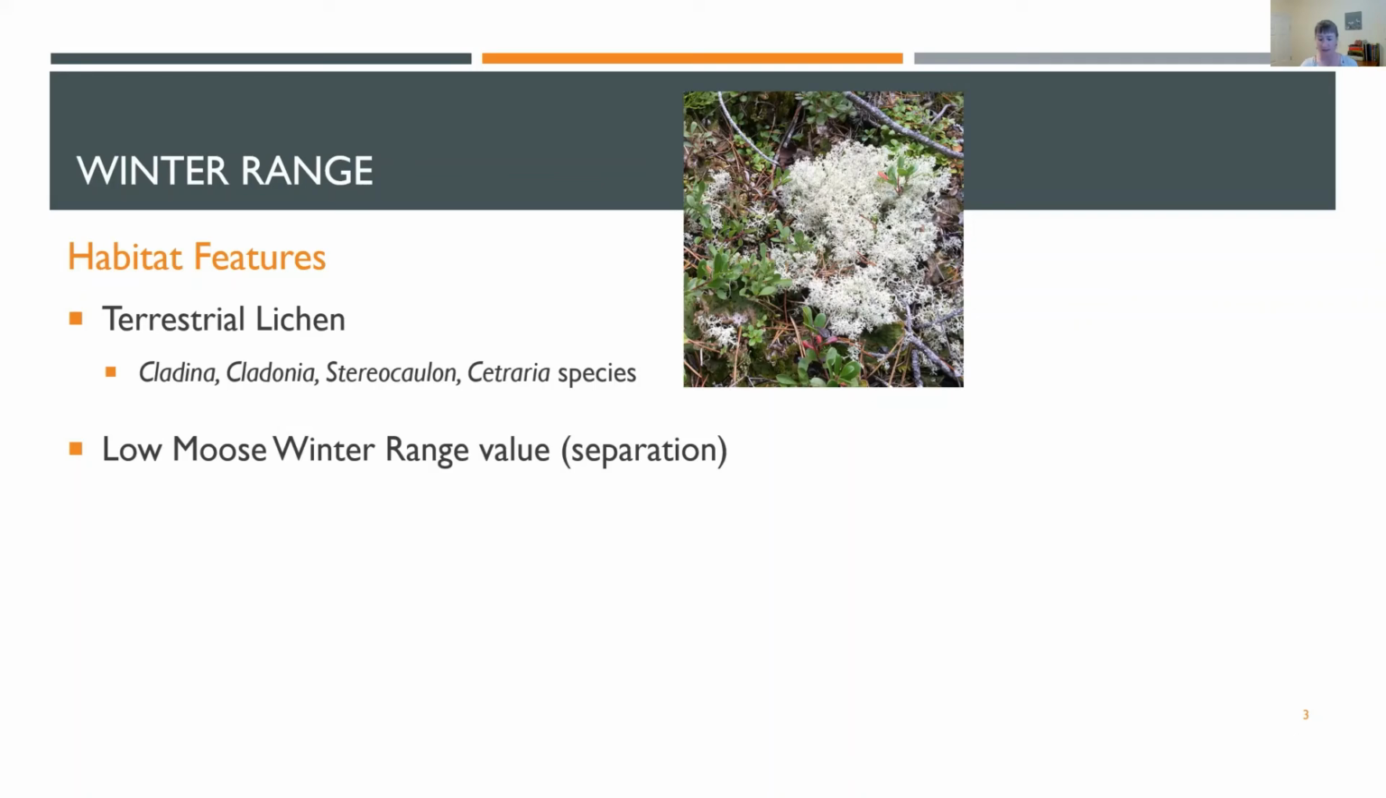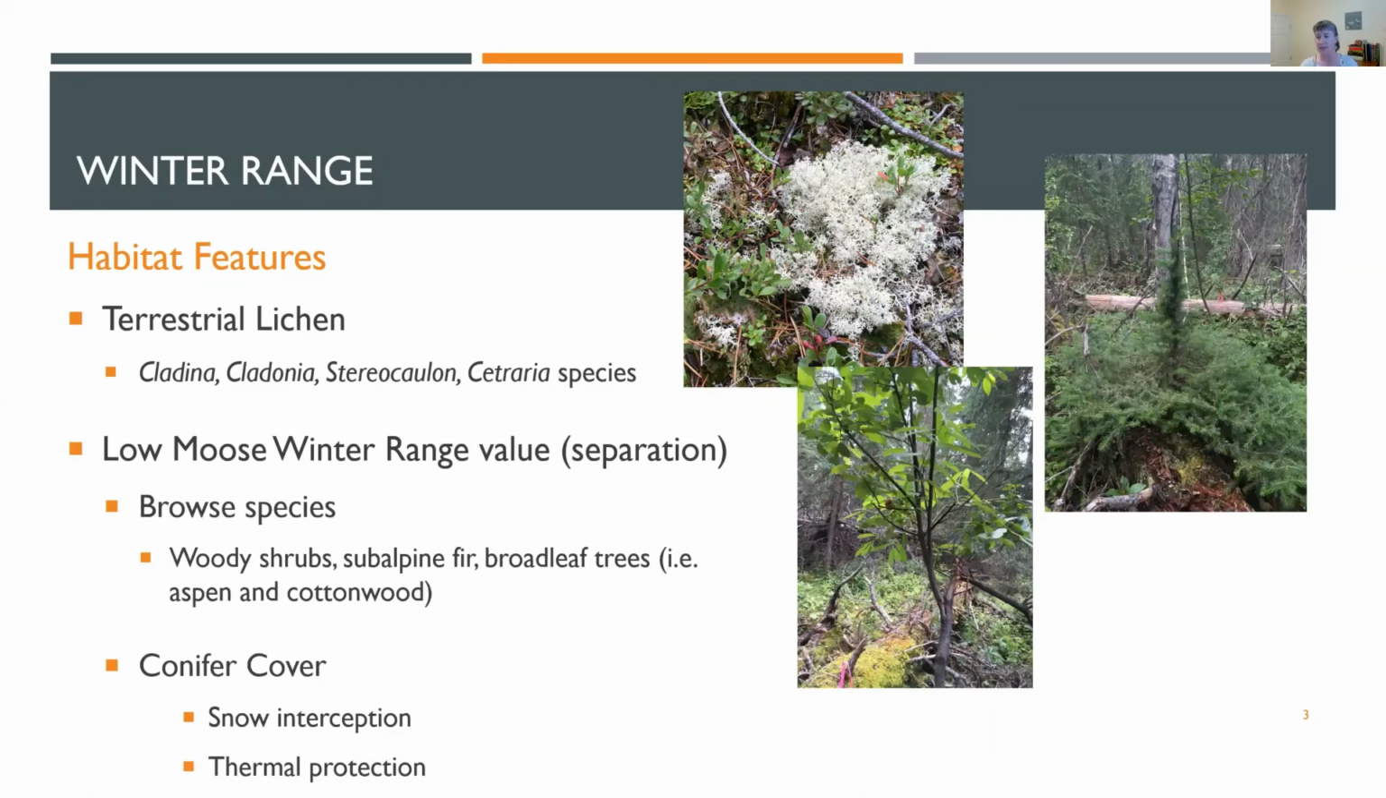So they select areas that have low densities of wolves. That's their primary defense strategy. We know that where there are moose, the wolves follow, and there's heightened mortality of caribou if this occurs within caribou habitat. This is termed apparent competition. So an important indicator of caribou winter range value is the intersection with poor moose habitat value. So we've identified 2 stand level habitat features related to moose habitat value: browse species that the moose favor, and conifer cover that provides for snow interception and thermal protection.